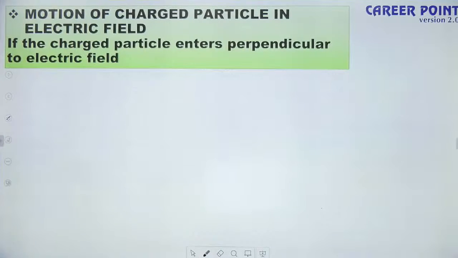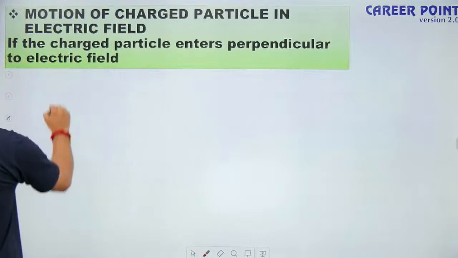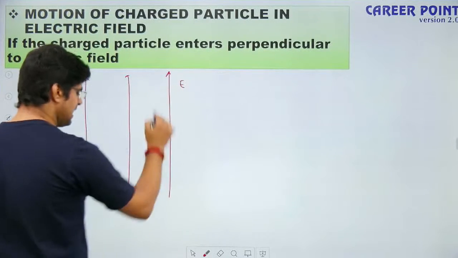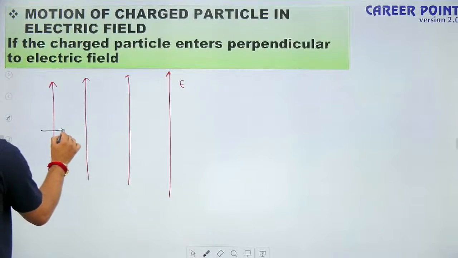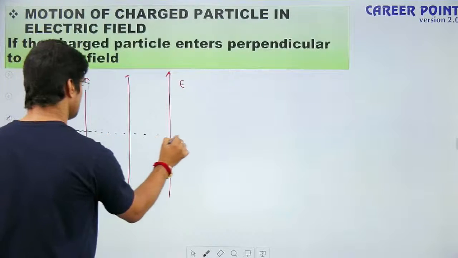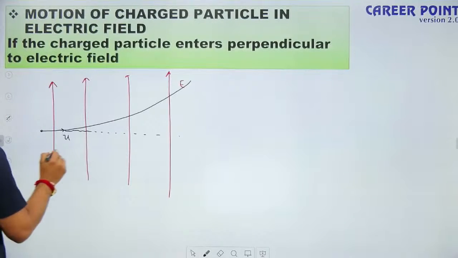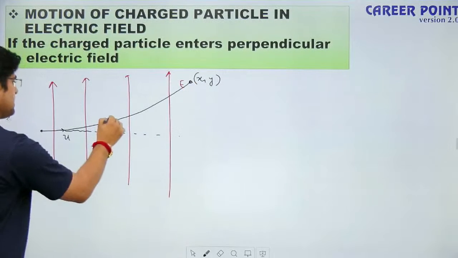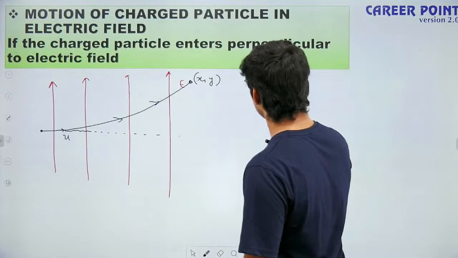What if the motion of a charged particle we have to study in presence of electric field if the charged particle enters perpendicular to the electric field? Suppose the electric field is like this, in the upwards direction. If this is the direction of electric field and the charged particle is coming like this, u, the motion of the charged particle will be like this. Let's say this is x comma y. It will be a parabolic path.